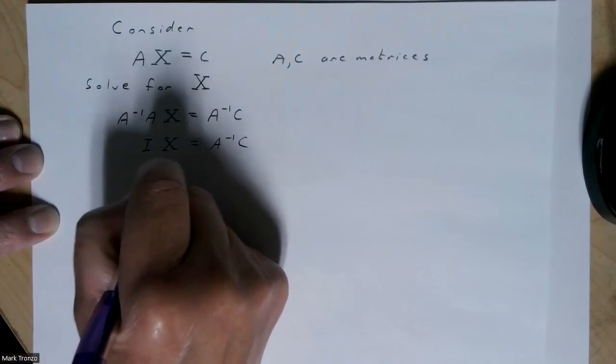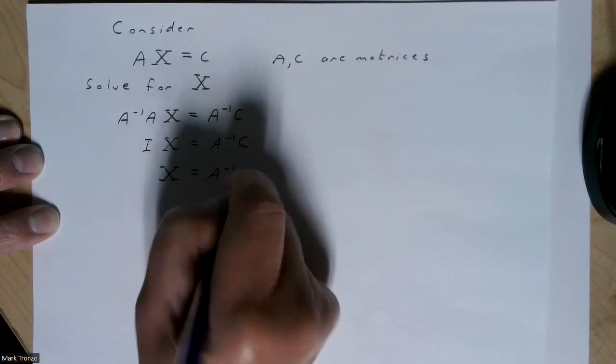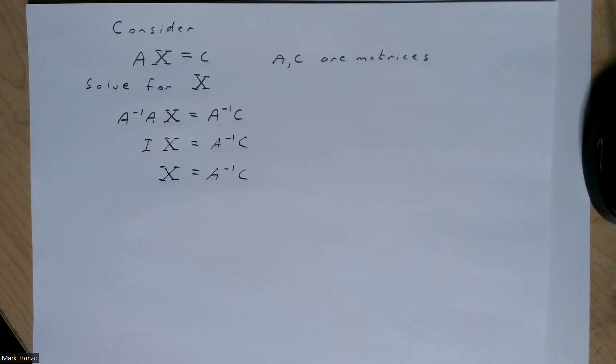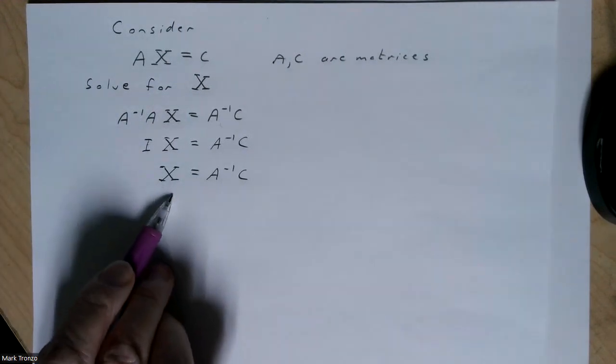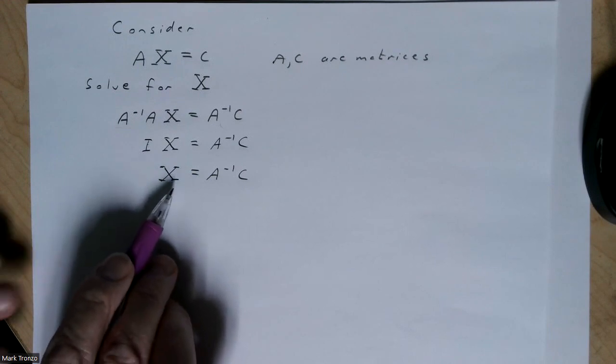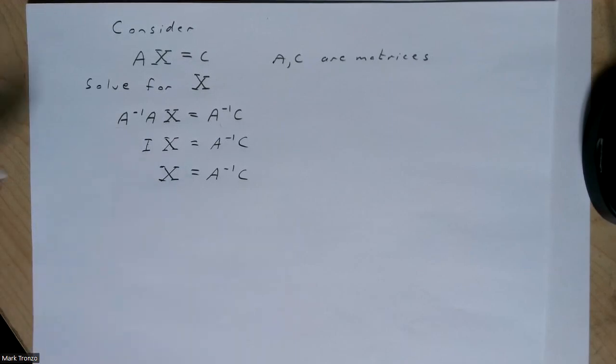And this, of course, the identity times anything is the anything. And we have this. And like I said, this is going to be the X, Y, and Z, or X, Y, depending on how many dimensions we are, that's going to solve our equation. And again, we're going to use this to solve systems of equations.